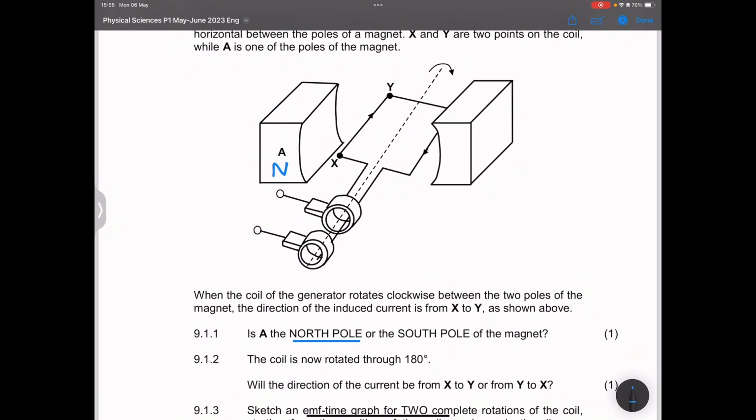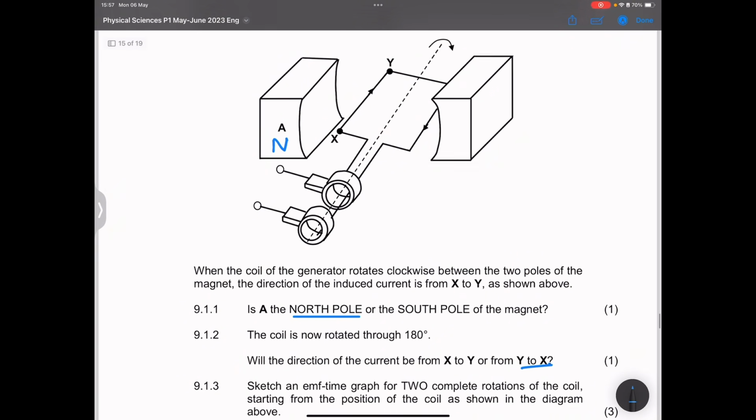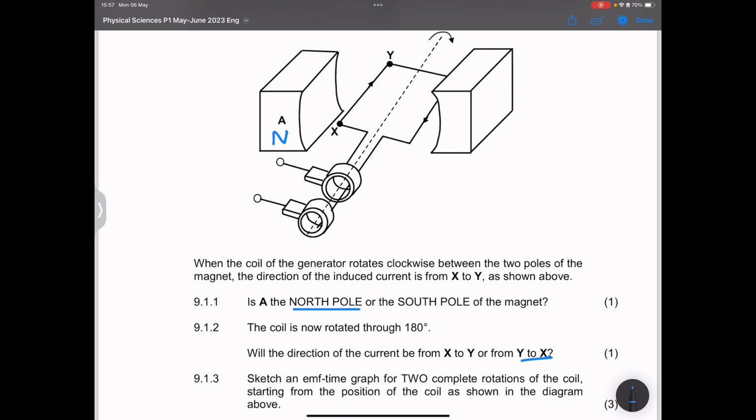They say the coil is now rotated 180 degrees. And of course, once we rotate it 180 degrees, the direction of the current will change. They say, will the direction of the current be from X to Y or Y to X? It was X to Y at first, so now it will be Y to X. And then they say to us, sketch an EMF time graph for 2 complete cycles, 2 complete rotations of the coil, starting from the position of the coil as shown in the diagram above.